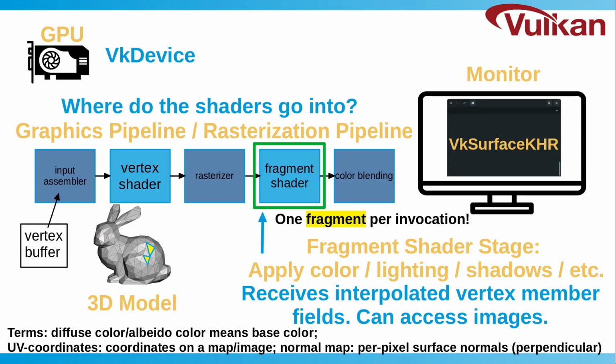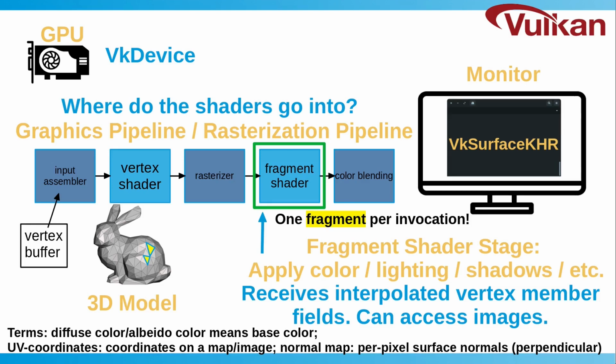The Fragment Shader stage is the 4th stage of the graphics pipeline, and here we apply color, we apply lighting, shadows, reflections, etc., etc. to our scene. Some terms I want to introduce here. Models often come with a texture that is referred to as a diffuse map or albedo map. So that is just the base color.